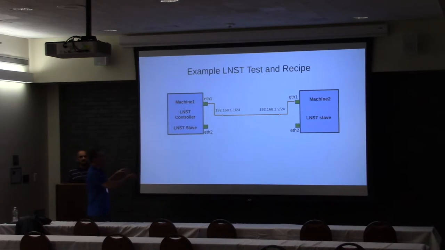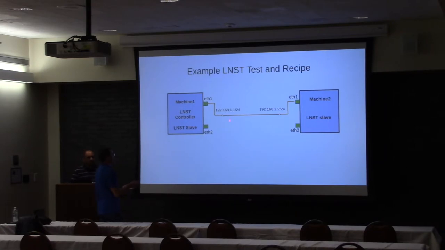We're going to go through how LNST was built. Two machines with LNST and slave installed on them. The controller OS is installed, and this is the final look of my test. I want to test this connection right here, either for functionality or for throughput.